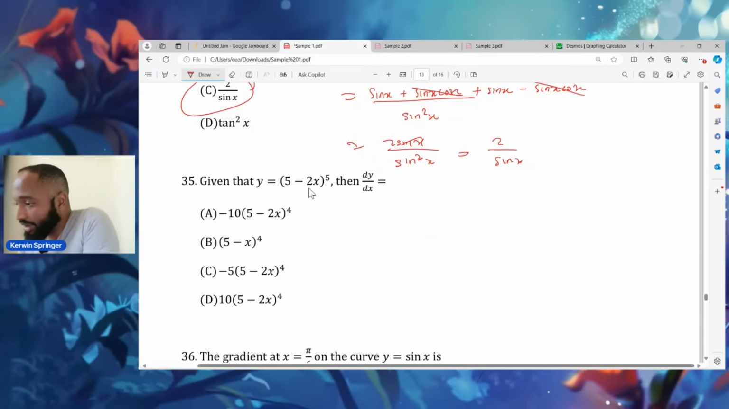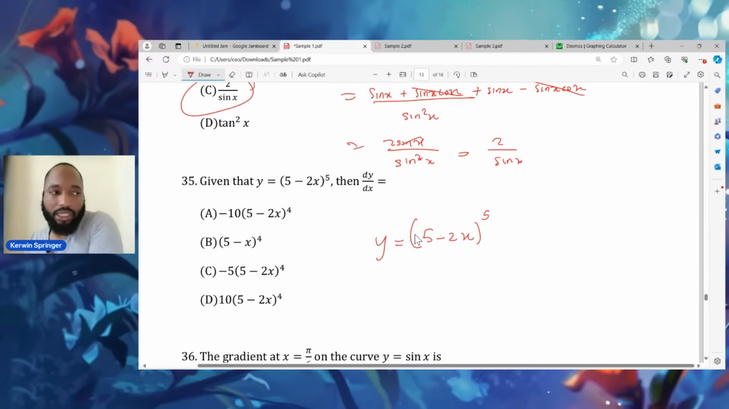So y is equal to 5 minus 2x to the power 5, then dy dx is what? So to differentiate this, all right, reach differentiation, people. And I'll show you how to do differentiation on your calculator, if you know there's a way to do definite differentiation on the Casio. I'll show you what I mean just now.